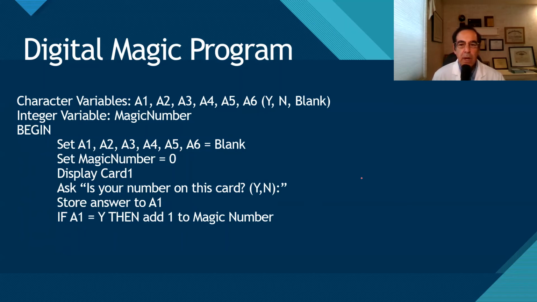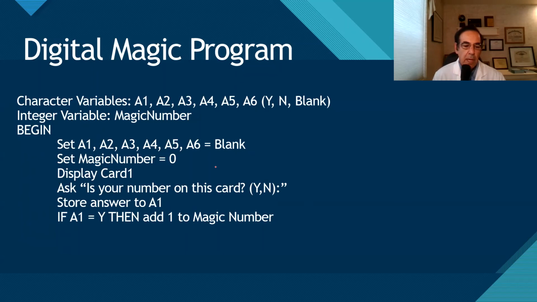But what we're going to do up front, we're going to identify some variables. Okay, we're going to tell the computer that we're going to have 6 variables. And the only options that can be stored in these variables is yes, no, or a blank. Okay. And then we're going to have an integer, a whole number, and that's going to be our magic number. And what we're going to do at the beginning of the program is we're going to set all of those variables to blank. Not yes or no, but just blank. And then we're going to set our magic number to 0.